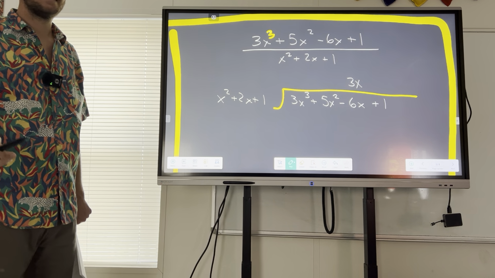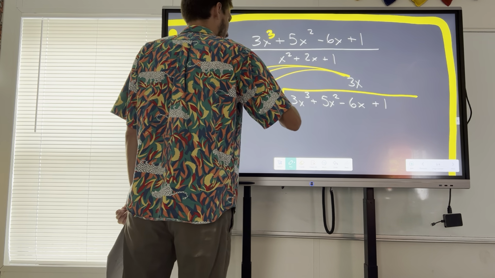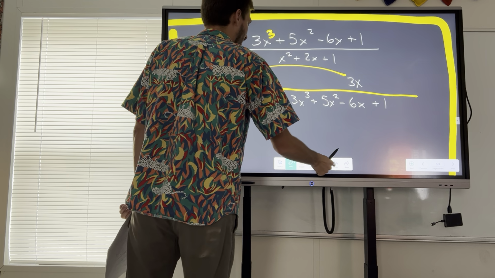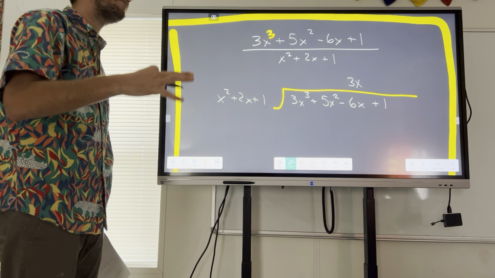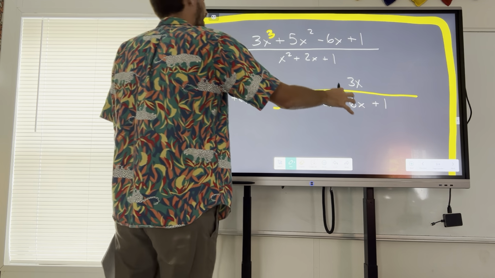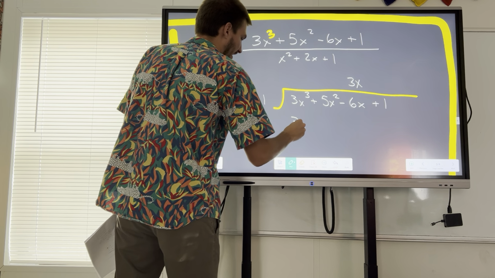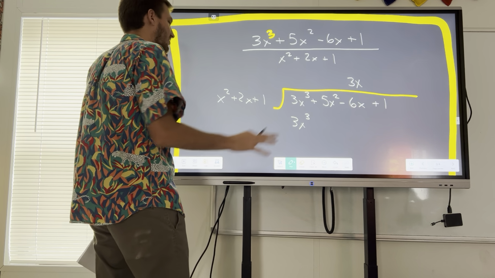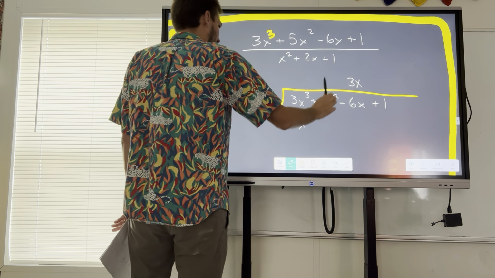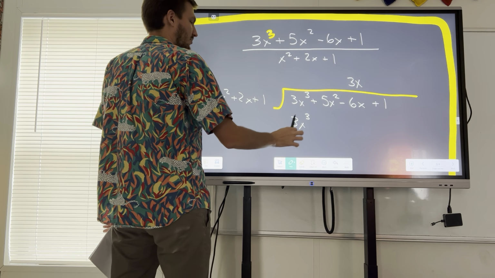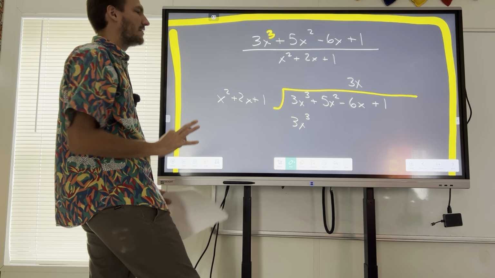And then you are now going to distribute this number and put it underneath. And what should happen is that we specifically chose the 3x to make 3x cubed. We chose the 3 so that 3 times 1 equals 3, and we chose the x so that x times x squared would be x cubed. And now these are the same. That's exactly what we're looking for. If that doesn't happen, you've messed up.